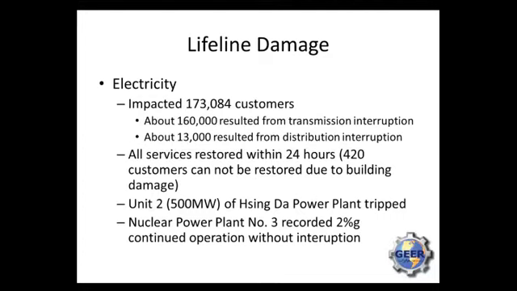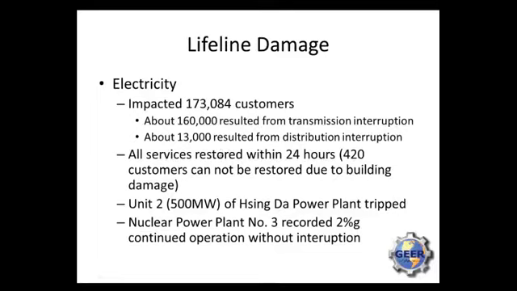Electricity, about 170,000 customers were impacted. Most of them are from the tripping of the transmission line. In other words, the conductors flap against each other and cause the circuit to short. So it was very fast to restore those, and most of the services were restored within 24 hours. The final 200 to 400 customers not restored is because of building damage.